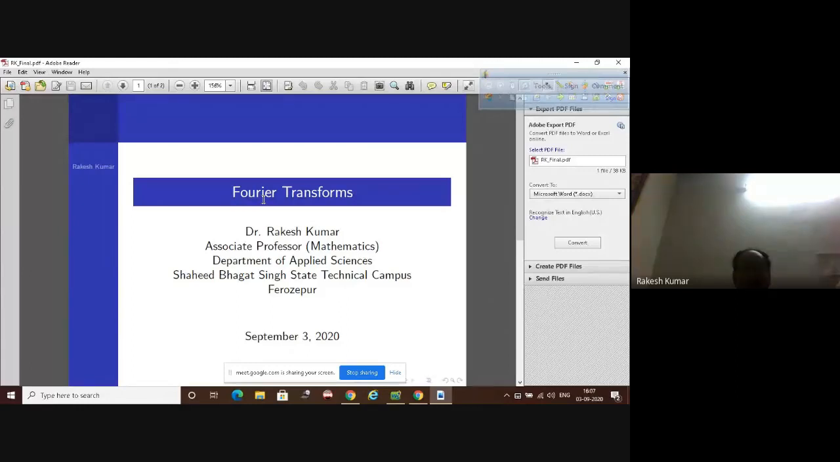In the previous classes, yesterday we stated what is Parseval identity and what are the results related to Parseval identity. Today we shall start our topic with the relationship between Fourier transform and Laplace transform. So let us start with that relation between Fourier and Laplace transform.